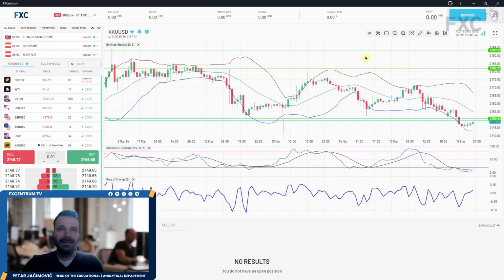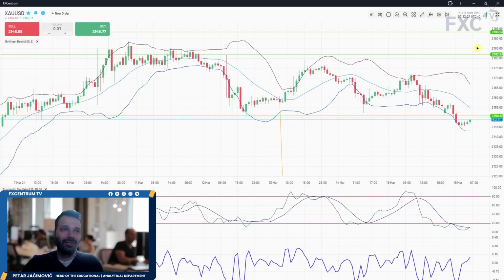And the gold market, this was our main trading idea. This is the trading idea that I posted last week. This protective stop, basically at 2182, held pretty well. The market didn't hit that, and here we are at around 2148. We are trading lower.